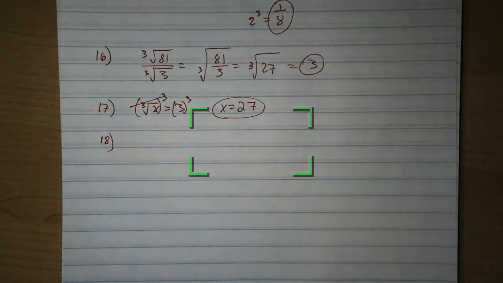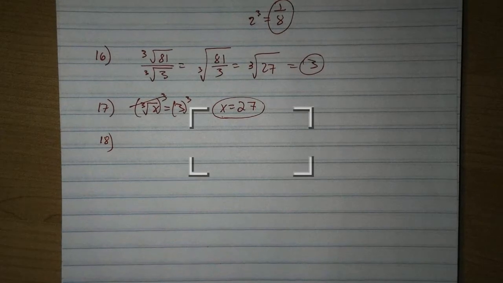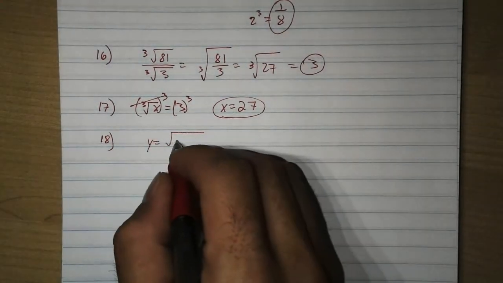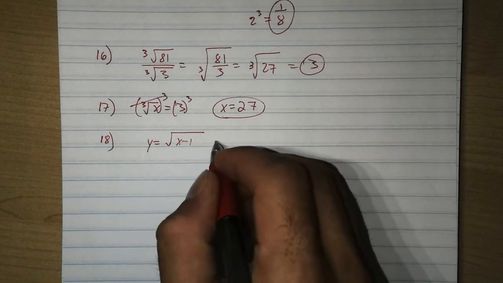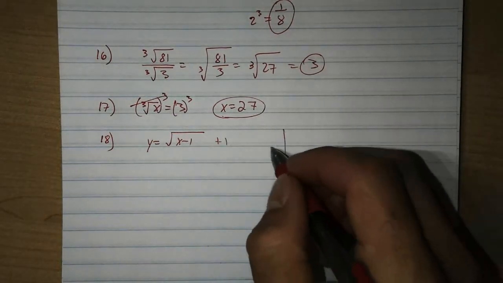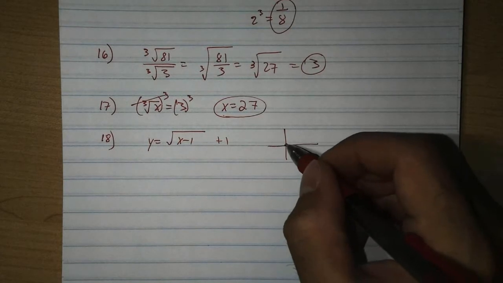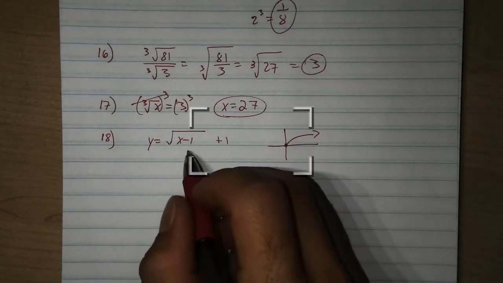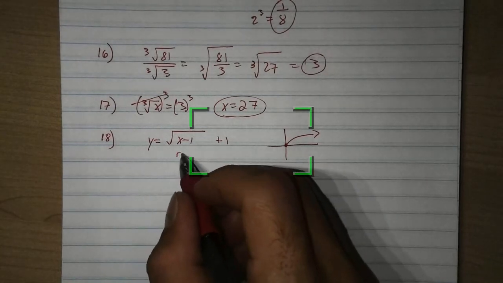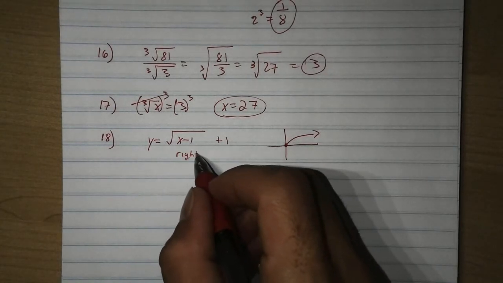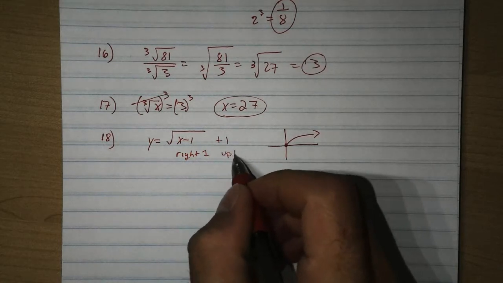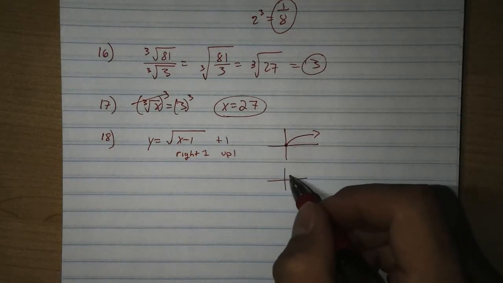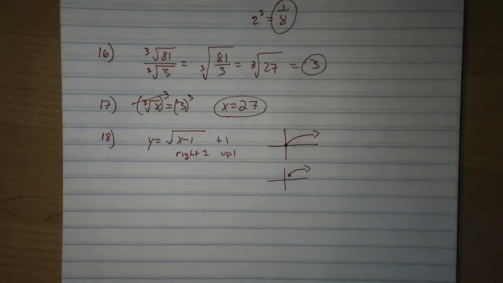18. Graph the function. So we have to realize the parent function of the square root function looks like this. Then we have translations. This says right one, this says up one. So this is going to go right one, up one. What we're going to have is something that looks like that.